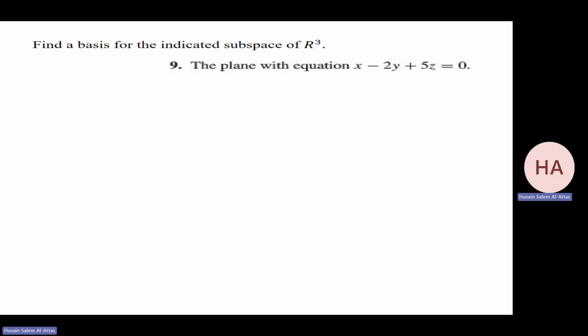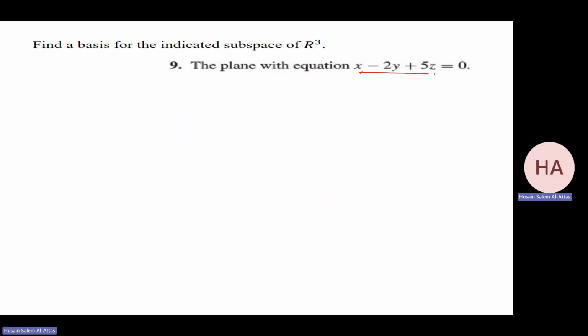Okay, now the question is different. Find the basis for the indicated subspace. The idea is very simple. You remember in section 4.2, where we did free variables and leading variables. The number of free variables will give us the dimension, and that will give us the basis. So what is the idea?